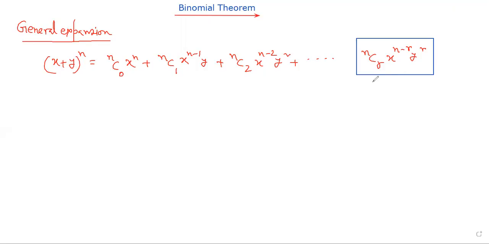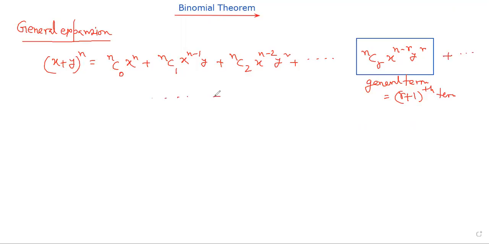This way, the general term of that expansion we can write, which is nothing but the r plus 1th term. We can see whenever it is the second term, it is written as 1. Whenever it is the third term, it is 2. So for the r plus 1th term, we need to write r here. And in this way, it goes on.